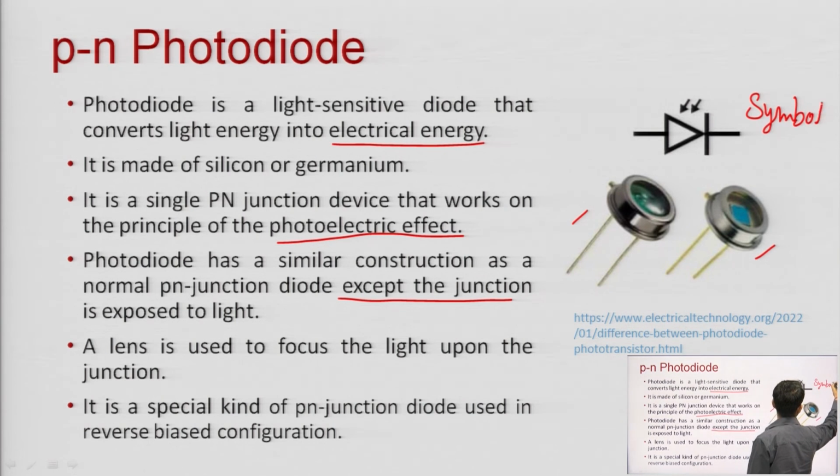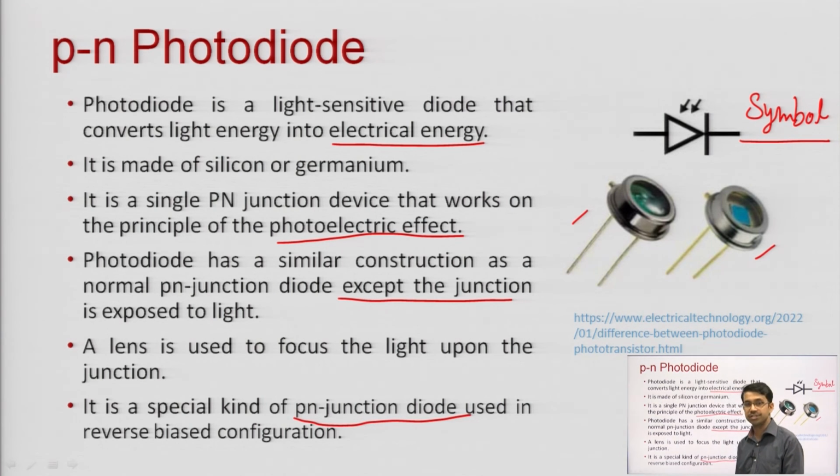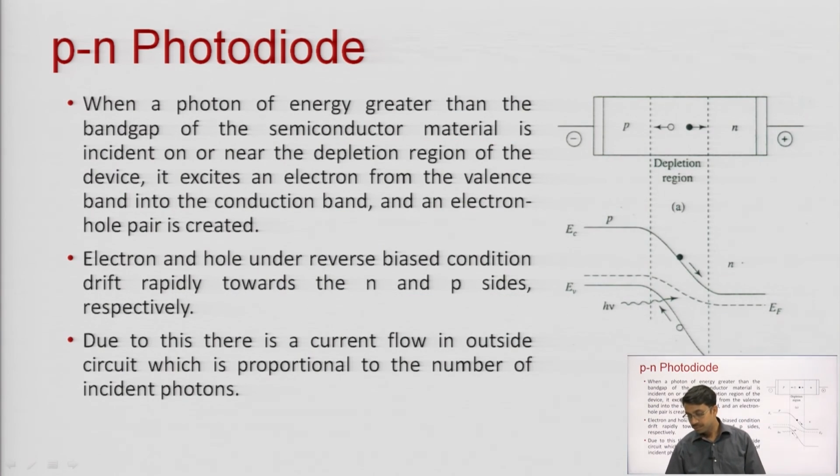This is the symbol of photodiode. Like I have shown you the symbol of LED, the light was coming outside. In this, the light is going inside. Okay. So, over here the junction is exposed, so that light can fall on the junction. A lens is used to focus the light upon the junction. It is a special kind of p-n junction diode that is used in reverse bias condition. Okay. So, we shall see the function of this diode.